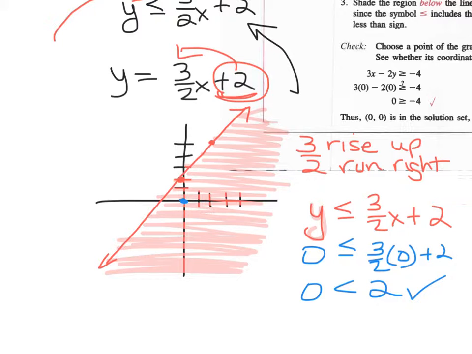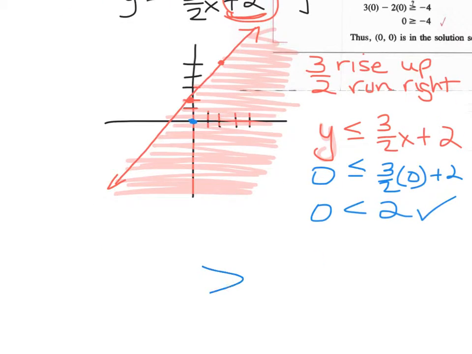You don't have to choose 0, 0. You could choose 1, 1. You could choose whatever point is in that area. Again, 0, 0 is the easiest one to plug in. So basically, we're going back to our slope-intercept chapter. We're going to graph our boundary line. And sometimes it'll be a dashed line, only if it's a greater than or a less than symbol.